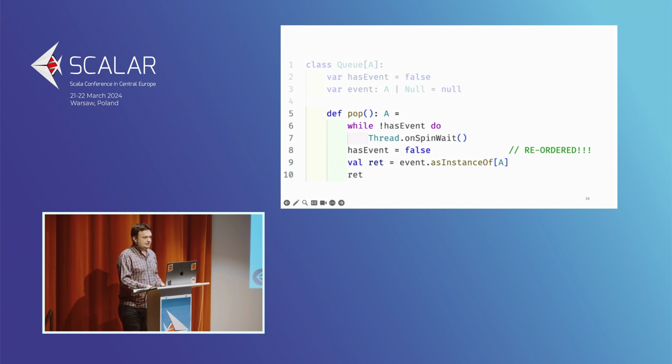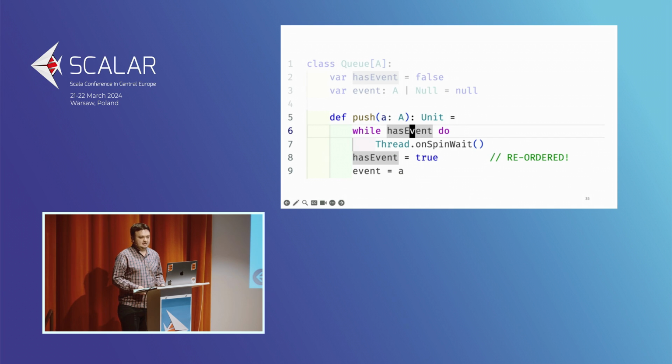So you can have a reordered instruction like this. If hasEvent equals false happens before the consumer has a chance to process the event, of course the producer can come in and overwrite that event with a new event, so you can end up with lost events. And similarly, on the producer side, the hasEvent equals true can be reordered with event equals A, which means that the consumer could get a null value or an older event if they are executed concurrently.